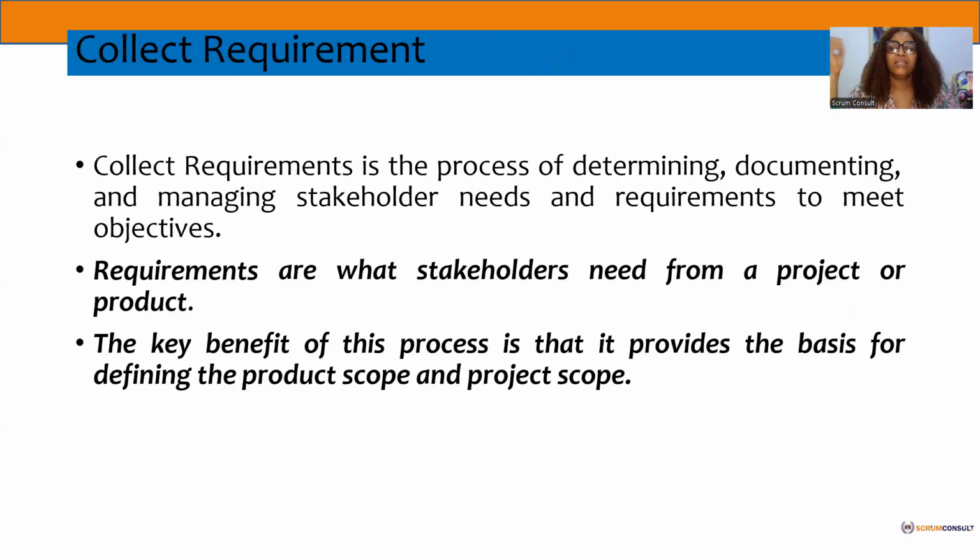Okay. The next process, we are finished with process 1. Process 2, don't forget we talked about 6 processes. Process 2 is to collect requirements. Collect requirements is the process of determining, documenting, and managing the stakeholders' needs and requirements to meet the project objective. Requirements are what the stakeholder needs from the project or the product.